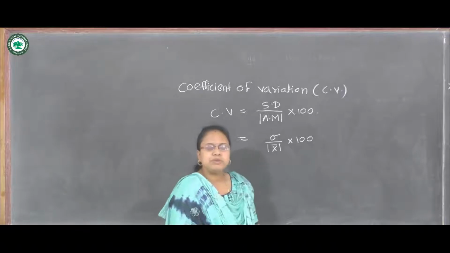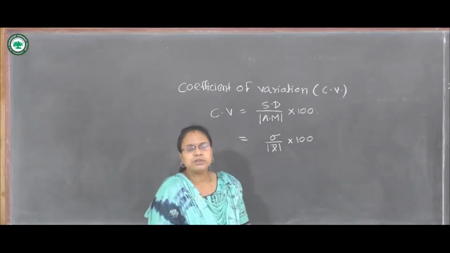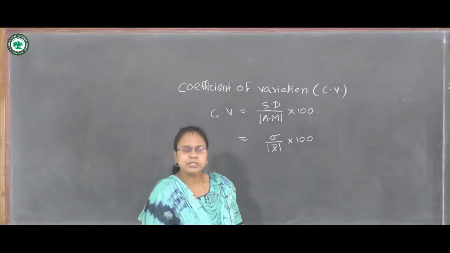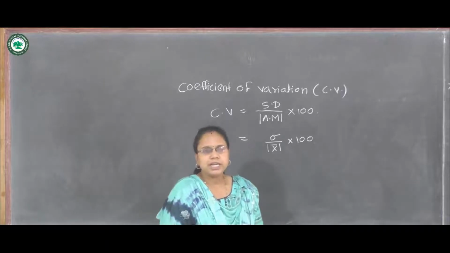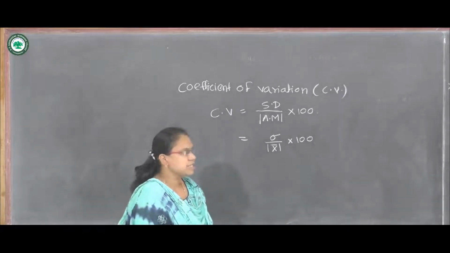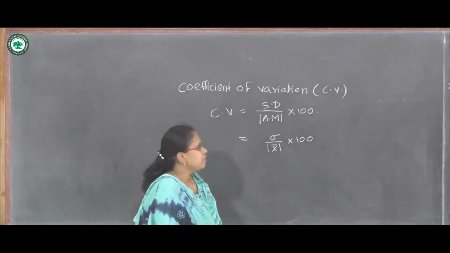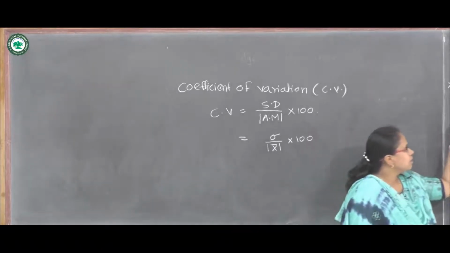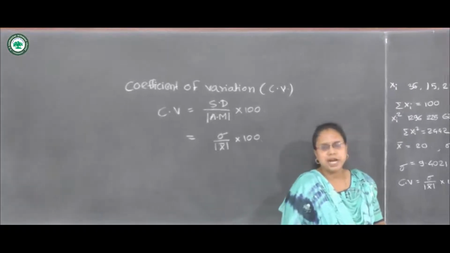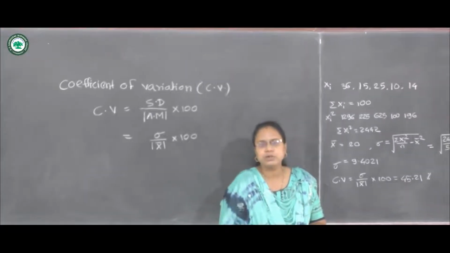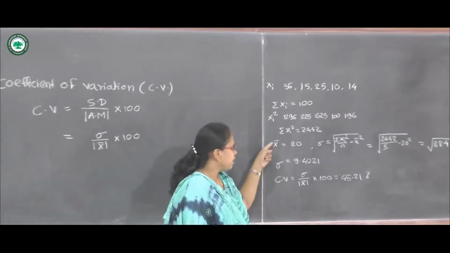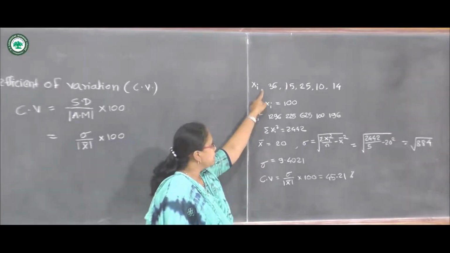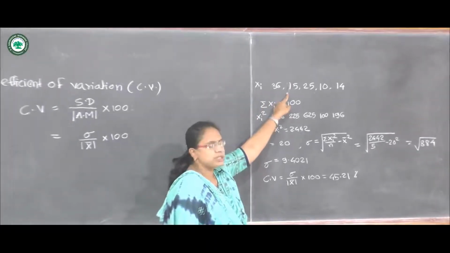Sometimes we want to compare the dispersion between two sets of data. In that case mostly CV is used. Now we will see one example where we have calculated the arithmetic mean, standard deviation and coefficient of variation for the data. Here we can see the given data of 5 observations.